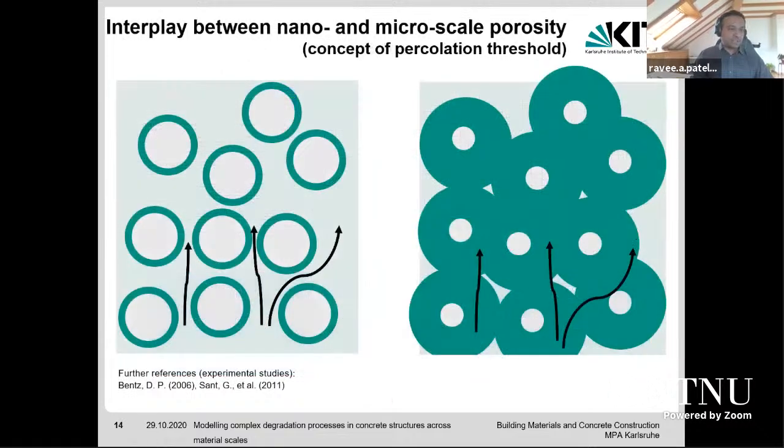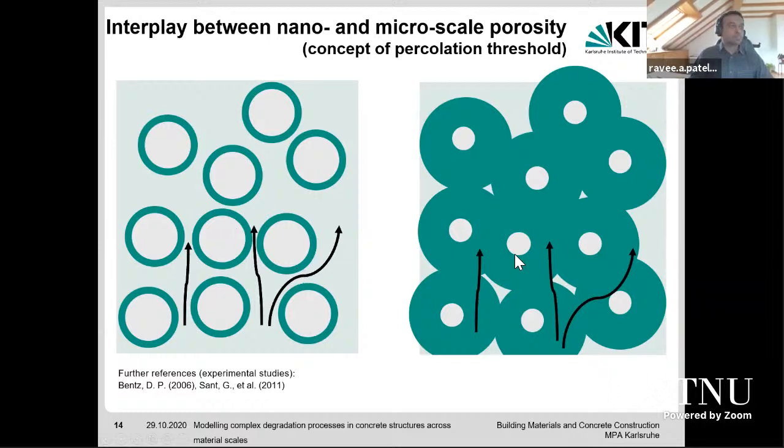For this, we take a look at the concept of percolation. The concept of percolation is very simple. You have two phases. One is the phase where nanoscale porosity is dominant. One is the phase where microporosity is dominant. If the nanoscale porosity is completely percolated, the transport pathways follow nanoscale porosity. If they're not percolated, then it follows microscale porosity. So how do we understand whether this is really important to distinguish?